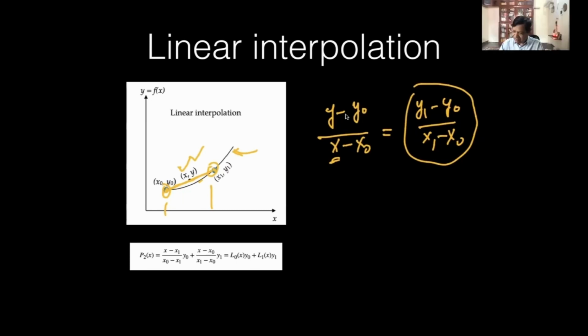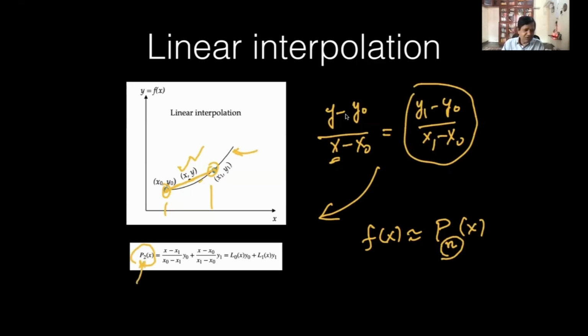In fact, this is rewritten as follows. P2(x), this is my notation. One more point: f of x is approximated by a polynomial, and the number of points is written as Pn(x), so n is the number of points. This is the notation I am following, and it's followed in many books. Here I'm using 2 points, so this is P2.